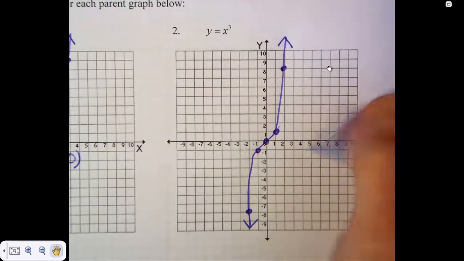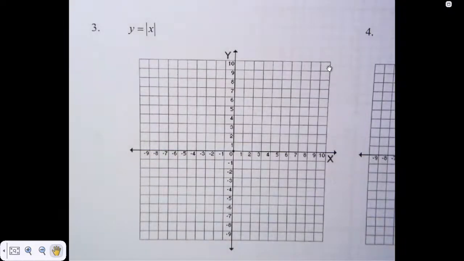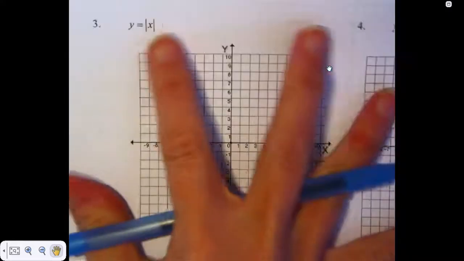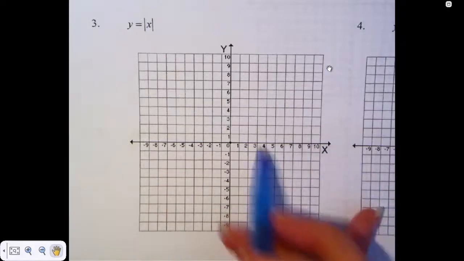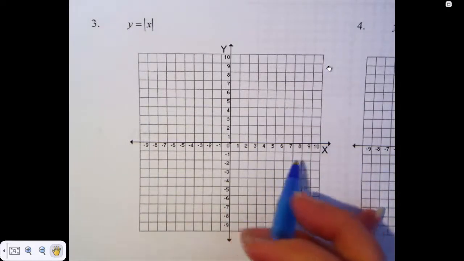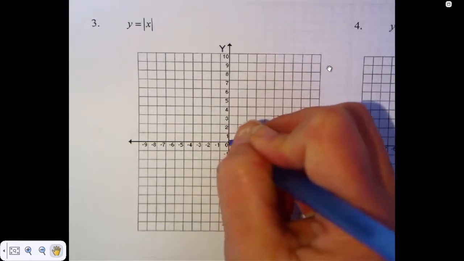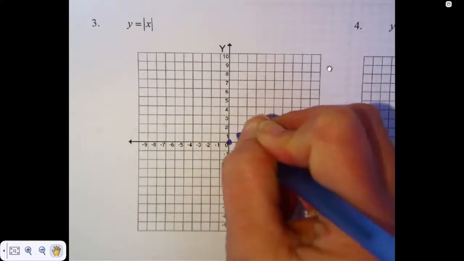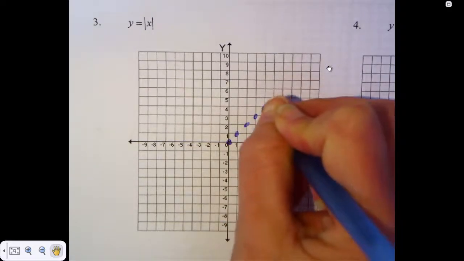Okay, our third parent graph is the absolute value graph. Now this we saw in our prerequisite chapter, and you've seen this also in algebra classes, so another one that shouldn't be much of a surprise. Absolute value means distance from 0 on a real number line, so everything comes out positive. There's no such thing as a negative distance. The absolute value of 0 is 0. The absolute value of 1 is 1. 2 is 2. 3, 3, 4, 4, and so on.